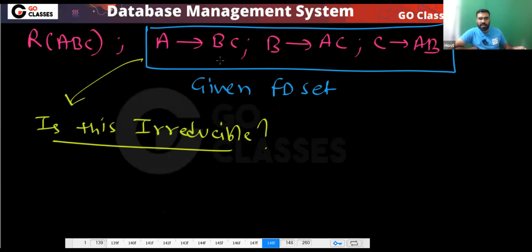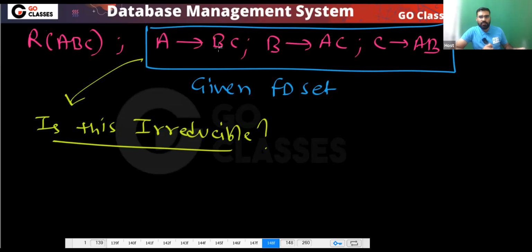Now tell me, A determining BC, I cannot remove the complete thing, agree? Let's assume I remove it. From the remaining, what is A closure? That is just A. So I cannot remove it, right? Do you agree I cannot remove it?